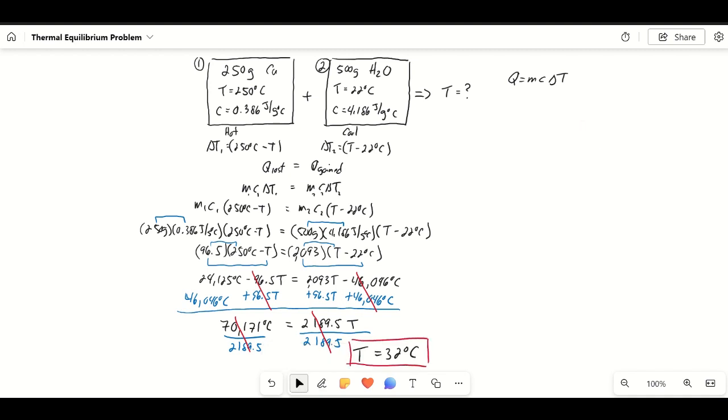So we started with a very hot chunk of copper at 250 degrees Celsius, and then we plunged it into 500 grams, which is 500 milliliters of water, right? Just a beaker. And the temperature of both only went up 10 degrees from the water's temperature. Right, that is the power of water's very, very high specific heat capacity.